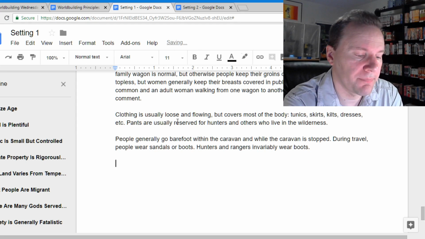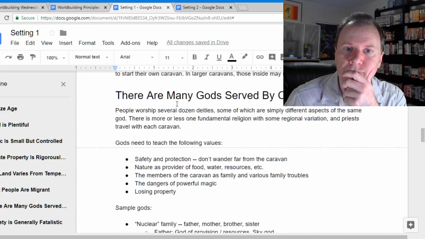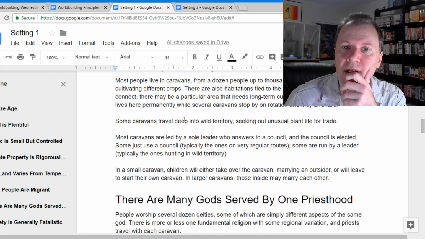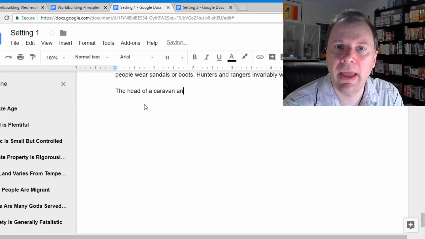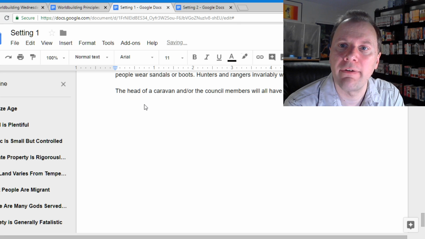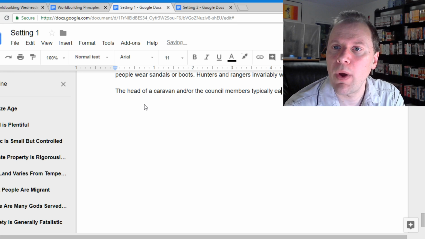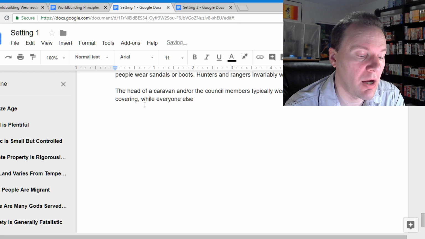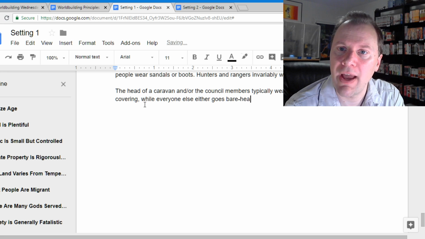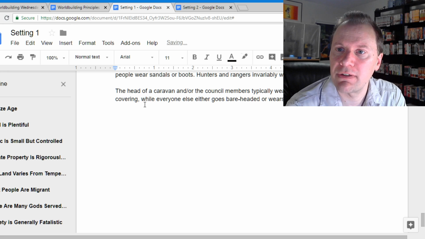Let's also think about status. So the head, what do we talk about in terms of the organization? If you're a migrant, caravans are led by a sole leader who institutes a council. The council is elected. Some just use a council, some are run by a leader. Okay. The head of a caravan and or the council members will all, we'll go with head covering, typically wear a particular hat or head covering, while everyone else either goes bareheaded, not bareheaded, that would be very weird, there's a bear on your head, or wears very different, simple head coverings.